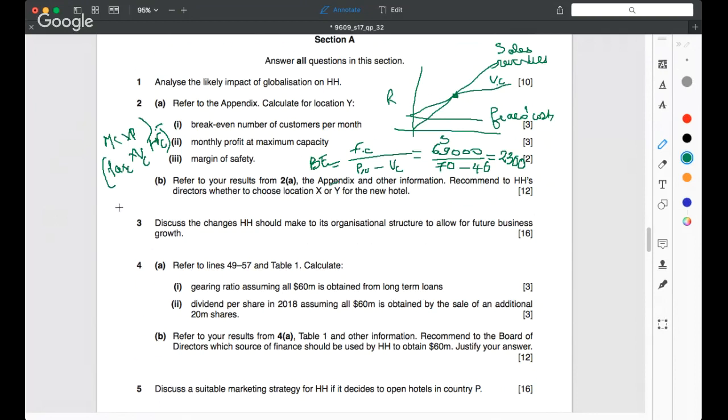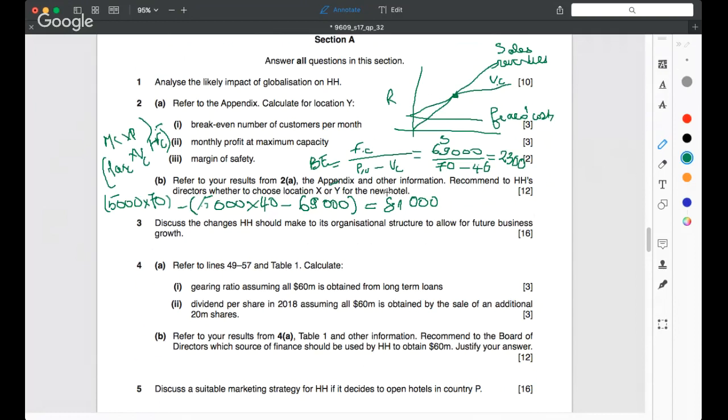So we have 5,000 by $70, between brackets, minus 5,000 by $40 minus 69,000. Equal $91,000.